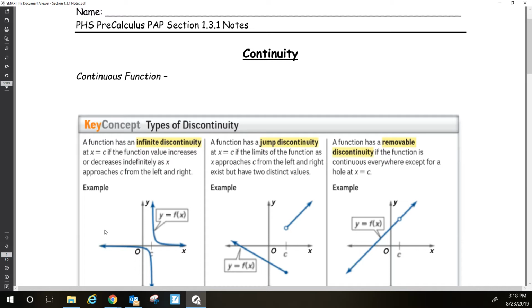All right, the graph of a continuous function has no breaks, holes or gaps. So if you think of the functions that we learned last year in Algebra 2, well, there's linear functions that we really learned in Algebra 1. That's a line. That has no breaks, no holes, no gaps.